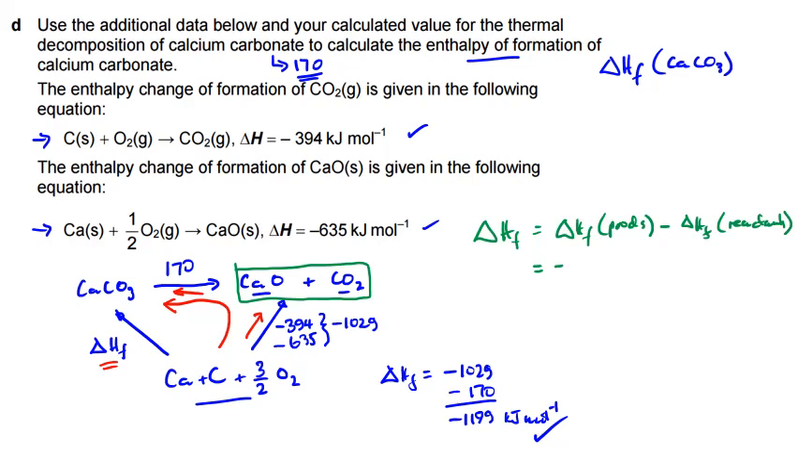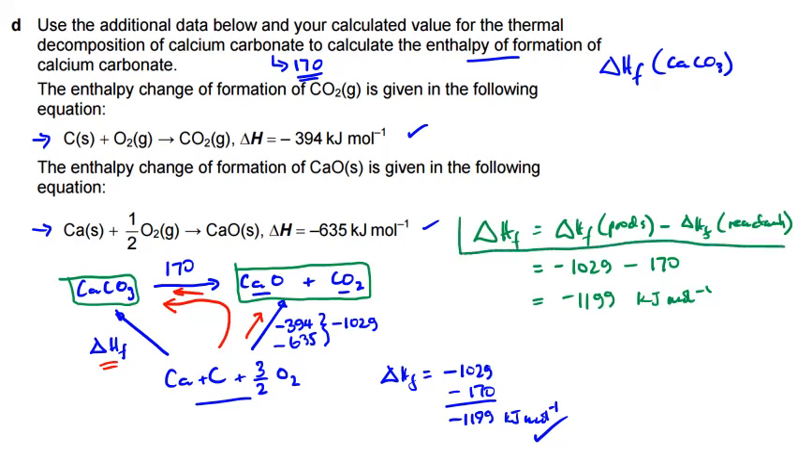So we've got, in the same way, -1029 minus our delta H of our reactants. This is our reactant, and so it's minus a positive 170, and so it comes out at exactly the same number, of course, -1199 kilojoules per mole. So a bit quicker, you can see, to do it the second way with the equation, but it does require you to remember this equation. So up to you which way you work it out.